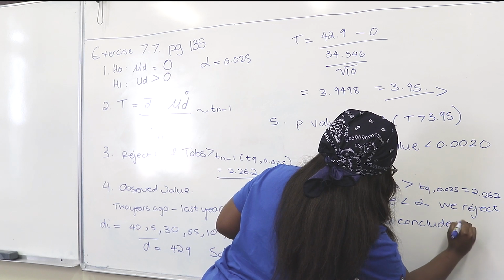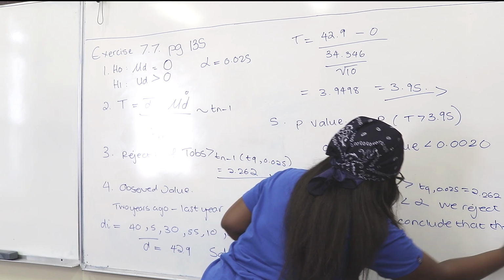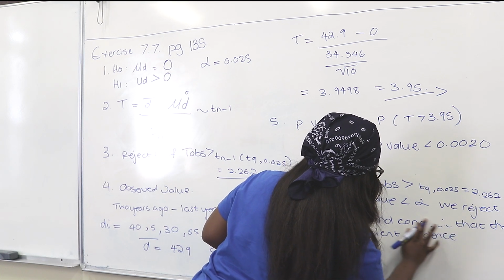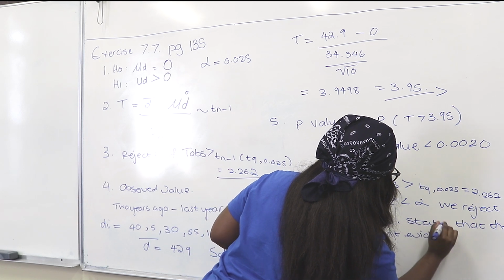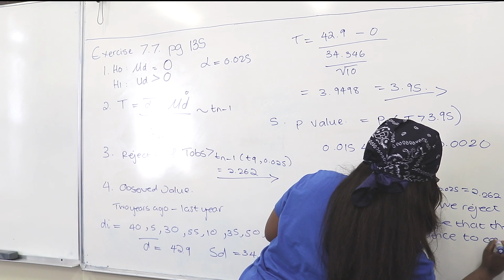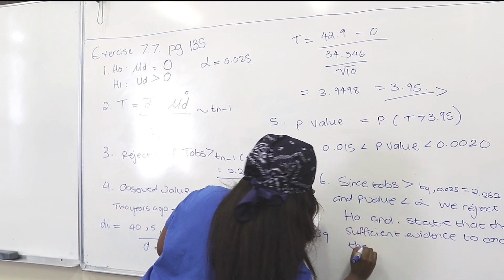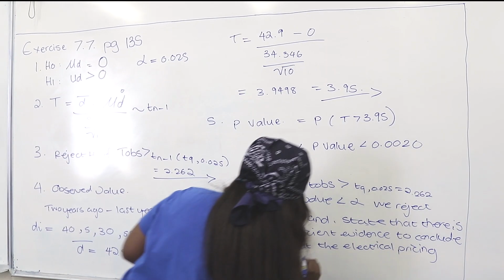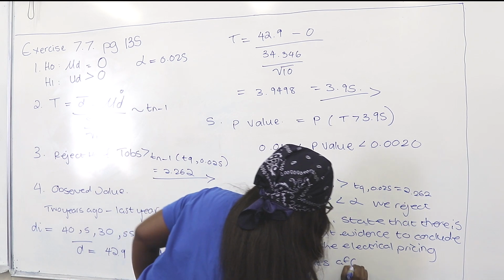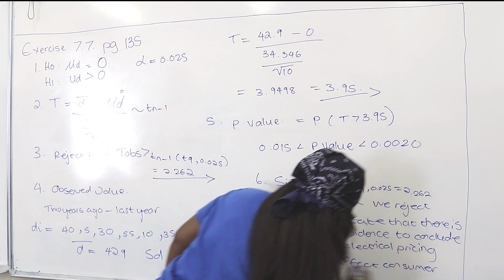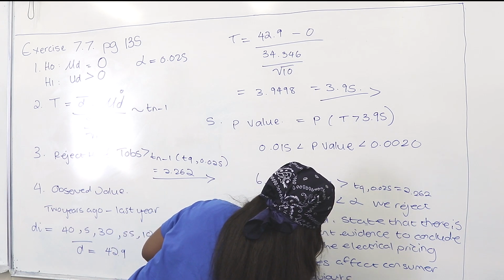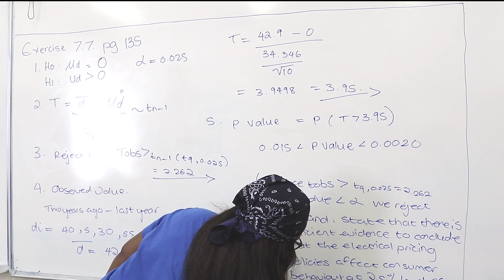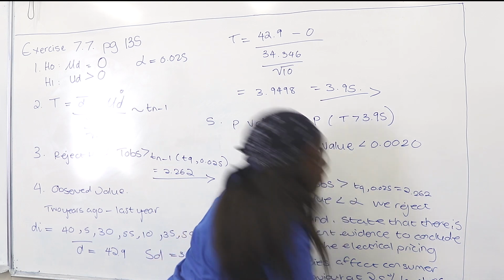We reject H naught and state that there is sufficient evidence to conclude that the electrical pricing policies affect consumer behavior at the 2.5 level of significance. And there we go.